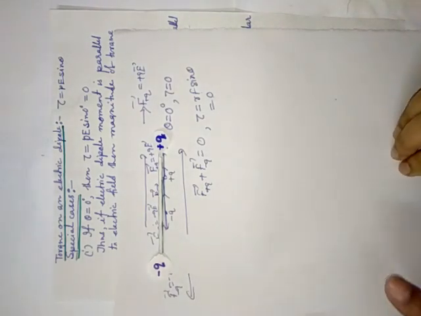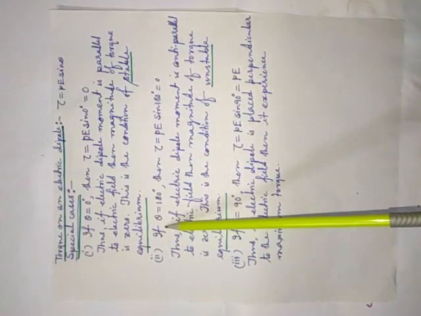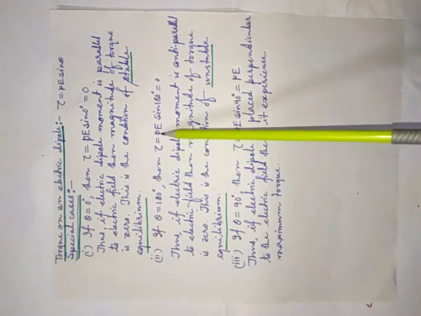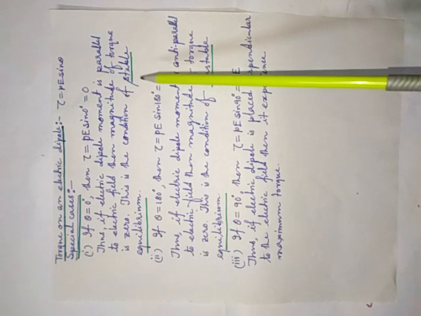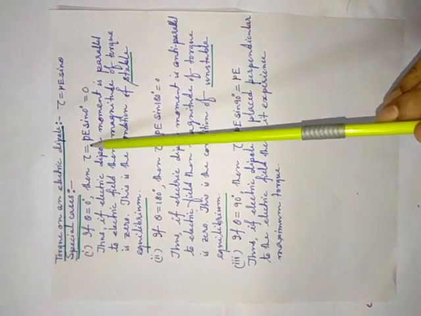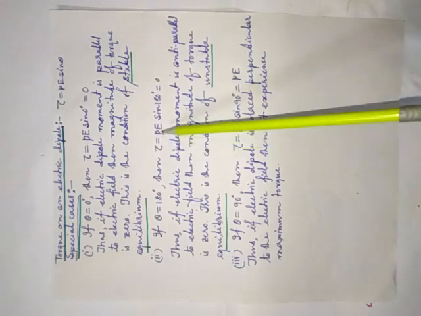Okay, and this is the first condition. That means in the first condition, if theta equals 0, tau equals 0, and this is the condition of what? Stable equilibrium. Now the second condition: if theta equals 180 degrees, then by the formula, sine 180 degrees is 0 and tau will be 0. But this is the difference. See here, this time also tau equals 0, and this time also tau equals 0, but there is a difference. See here, this is called unstable equilibrium.